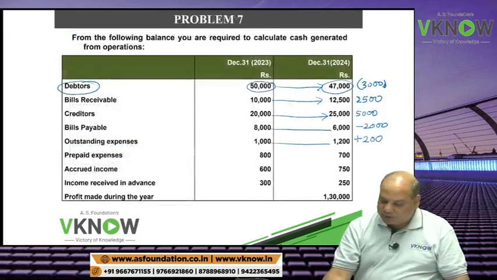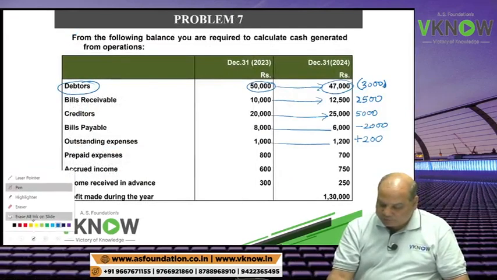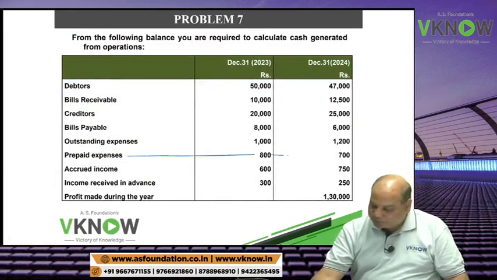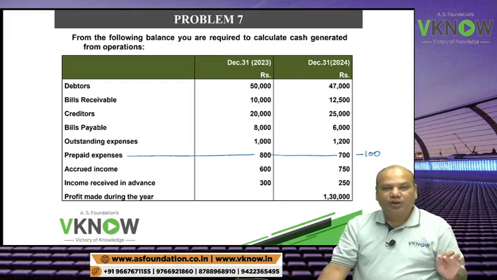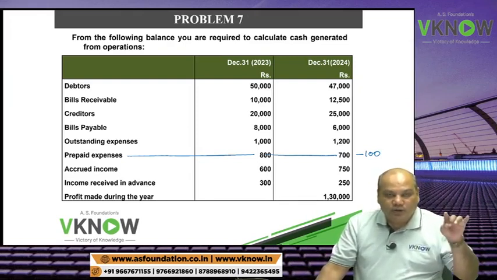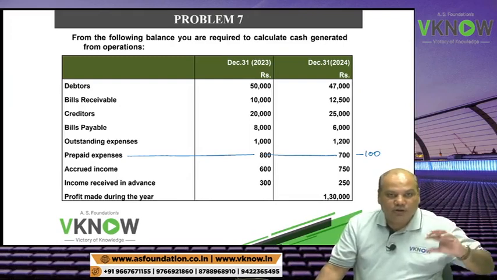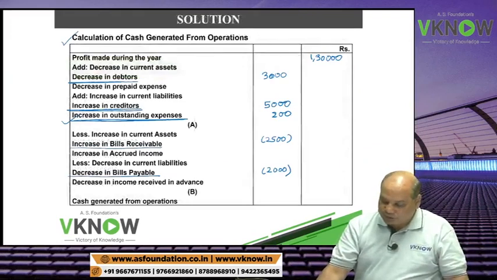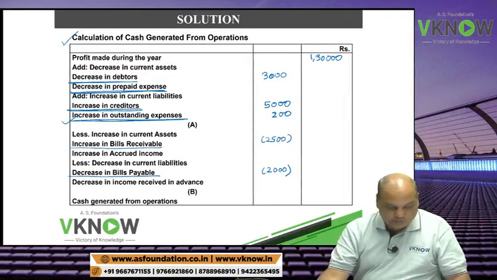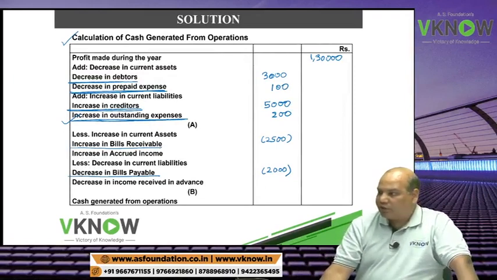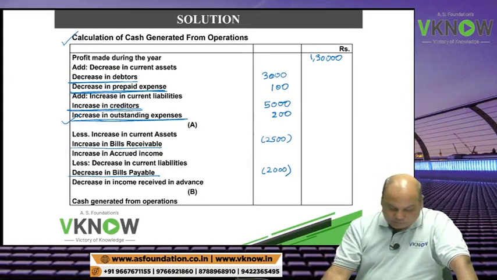Next is prepaid expense on the screen. Prepaid expense, there is a decrease of 100 rupees. Prepaid expense is a current asset item. Decrease in current asset, increase in cash flow. Decrease in current asset over here is an increase in cash flow, 100 rupees. Explanation I have given.